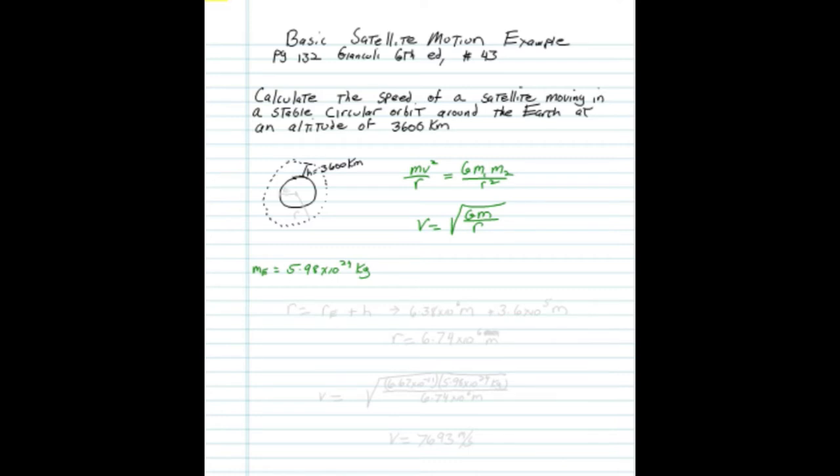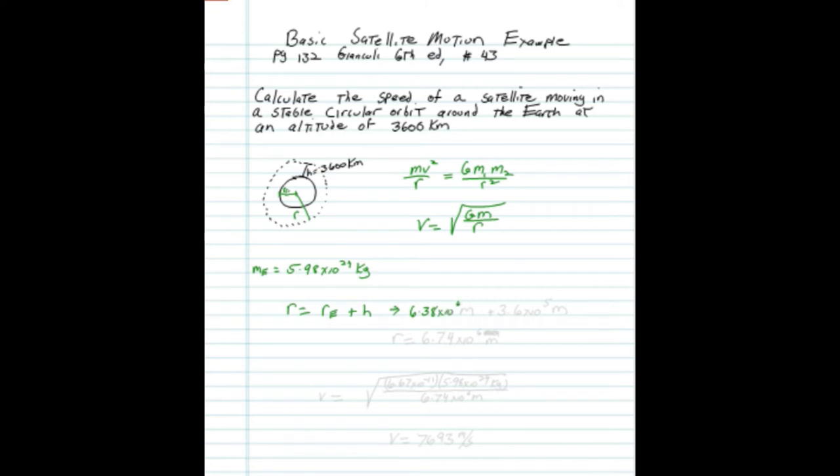Now, an important note, guys, is it tells us in the problem that the altitude above the Earth's surface is 3,600 kilometers. If you look at the picture, the radius of this orbit is not 3,600 kilometers. It's the 3,600 kilometers plus whatever the radius of the Earth itself is. All right, so to get R for my equation, I need to do the radius of the Earth plus the altitude, h.